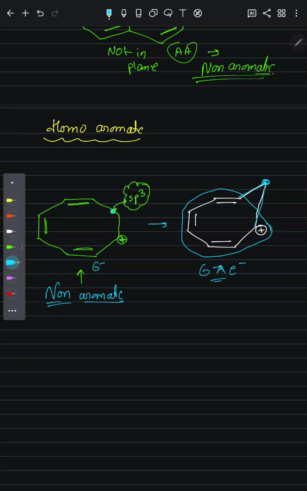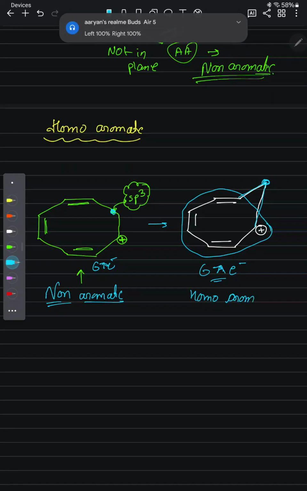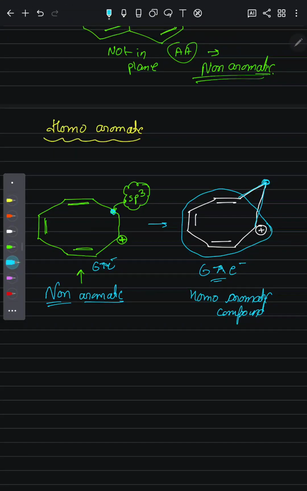and this is also 6 pi electrons, but here an sp3 carbon is present, so this will go out of the plane and this will form a homoaromatic compound. Homoaromatic compound, not an aromatic or anti-aromatic. This is a homoaromatic compound. This is an example of homoaromaticity.